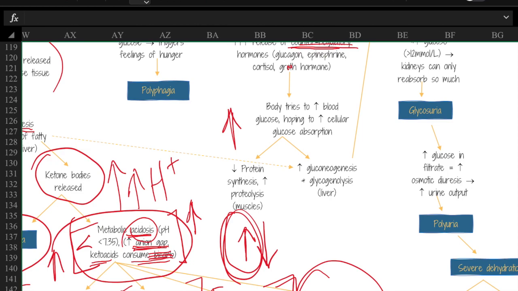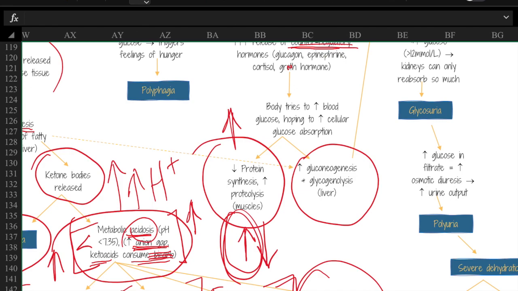And these two things down here are just showing you some of the ways the body is going to try to increase glucose in the blood. One of them is gluconeogenesis and glycogenolysis in the liver. The other is decreasing protein synthesis. In other words, normally the body would take those fatty acids and create protein and store that in the muscles, but let's stop doing that because we want to keep those fatty acids. We want to keep as much of that energy as we can. So these things are going to slow down right there.